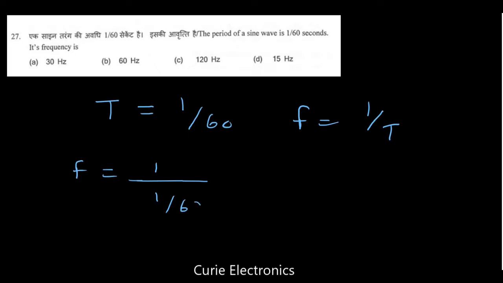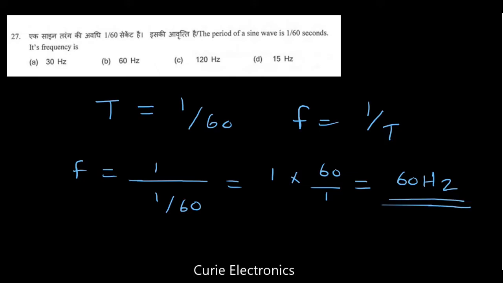Second question. The period of a sine wave is 1 upon 60 seconds. So T equals 1 upon 60, right? Now once you know the period, how do you find F? F equal to 1 upon T. So here F equal to 1 upon 1 upon 60. If we simplify, 1 multiplied by 60 upon 1, so it is 60 Hertz. So we got the frequency. Answer is option B.